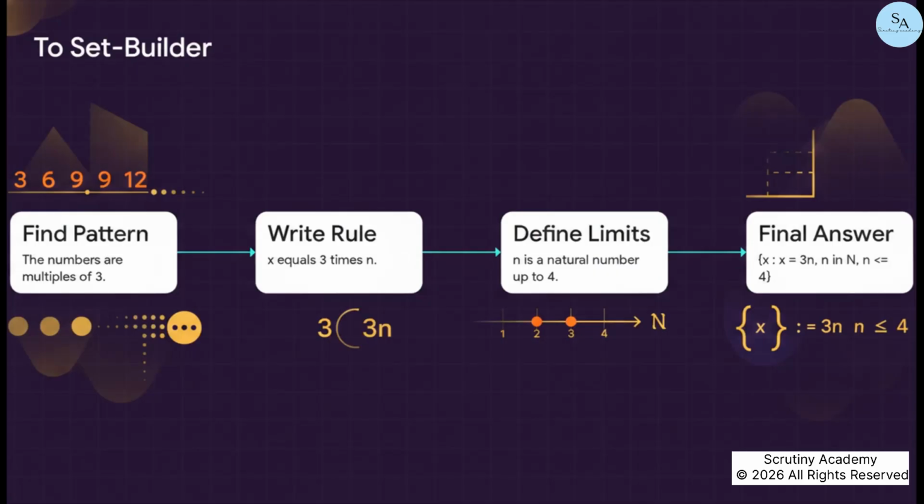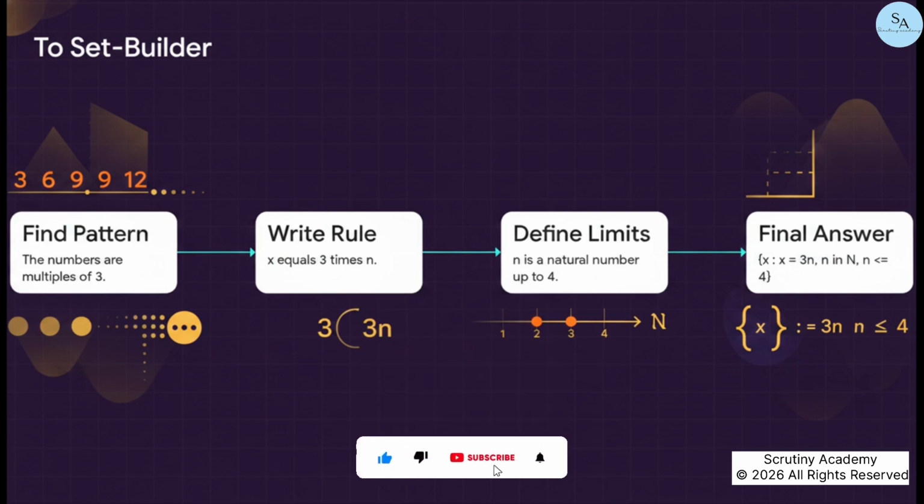First things first, identify the pattern. 3, 6, 9, 12, these are clearly multiples of 3, right? So for step 2, we write the mathematical rule. X equals 3 times n, or simply 3n. But step 3 is where students often lose marks. We absolutely must define the limits. N has to be a natural number, like 1, 2, 3, 4. And because our set stops at 12, n cannot be larger than 4. So we write n belongs to natural numbers, and n is less than or equal to 4. Put it all together in brackets for step 4, and we have our perfect set builder form.